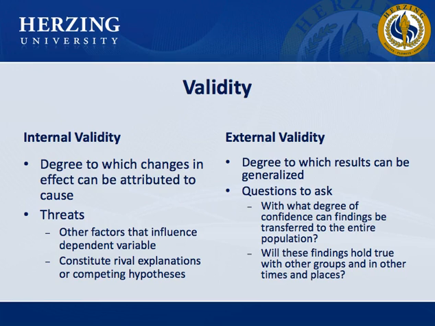A balance must be made between internal and external validity so as not to unnecessarily influence one by emphasizing the other. As control for internal validity increases, external validity decreases. As concern for external validity increases, internal validity may be affected.